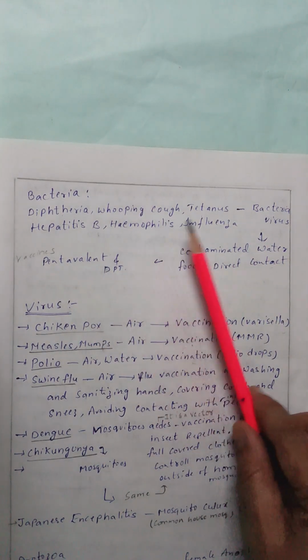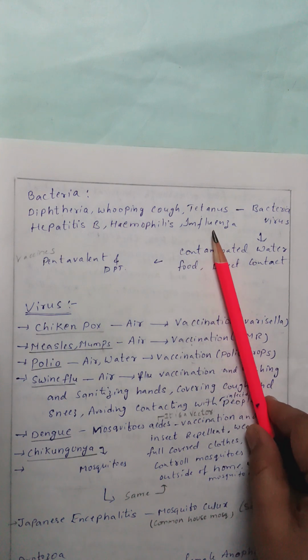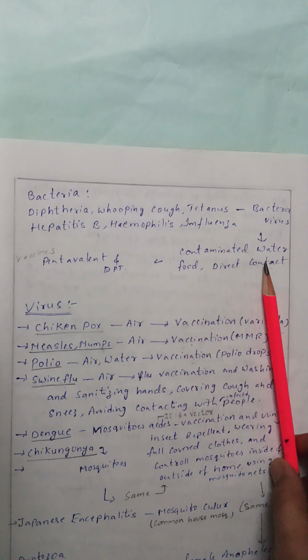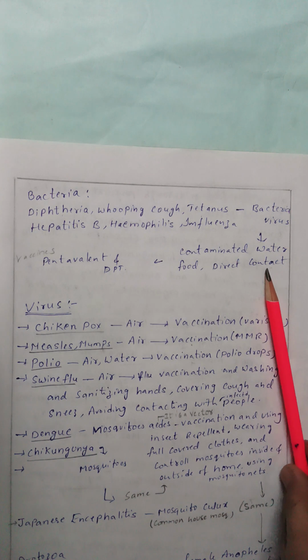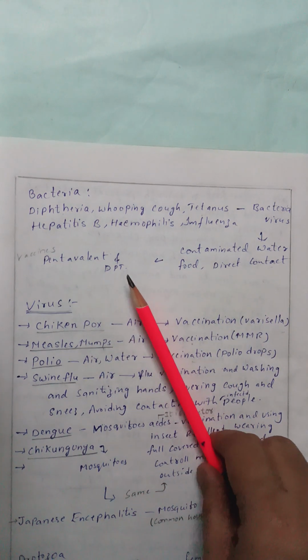Diphtheria, whooping cough, tetanus, hepatitis B, hemophilus influenza. They are transmitted through contaminated water, food, and direct contact, and prevented by pentavalent and DPT vaccines.